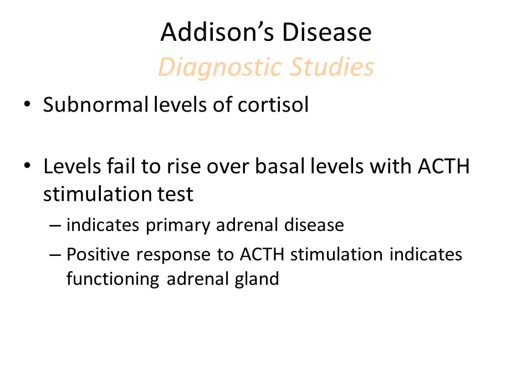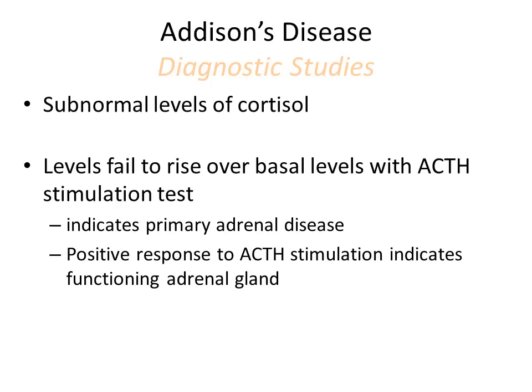Let's spend a little time talking about how we diagnose Addison's disease. Well, we diagnose it by subnormal levels of cortisol, where levels fail to rise over basal levels with an ACTH stimulation test. Let's talk about an ACTH stimulation test. What is it? Well, we get a baseline. We draw a baseline cortisol level. Then we administer ACTH. If I administer ACTH, you would think that stimulates the adrenal gland to produce the hormones, and so hormone levels should increase. If the hormone levels do not increase, we say they have adrenal disease.